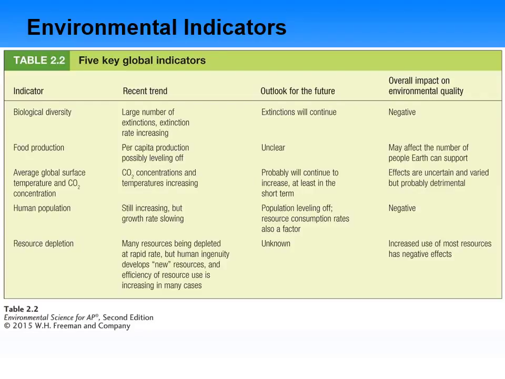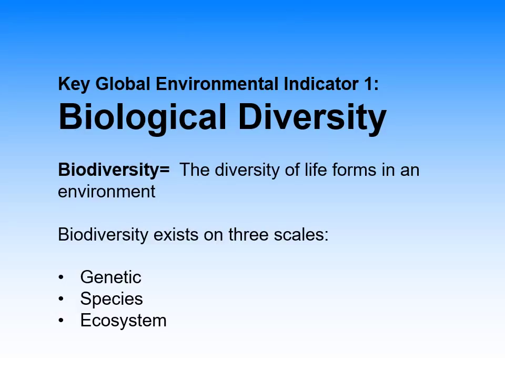You're going to learn this all year. We're going to talk about human impacts on the environment and these big 5 key global indicators. So then we went into other slides. We spent a little more time on each key global indicator. The first indicator was biological diversity.